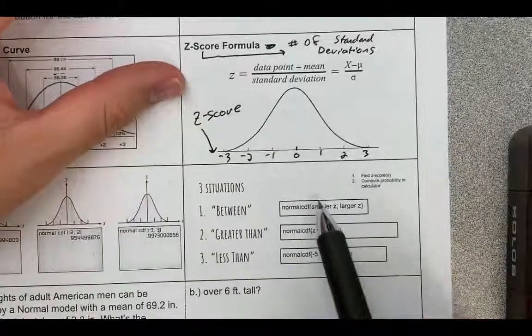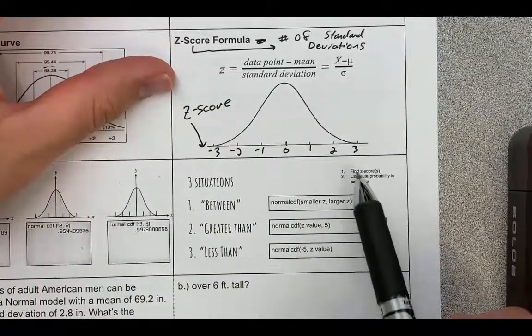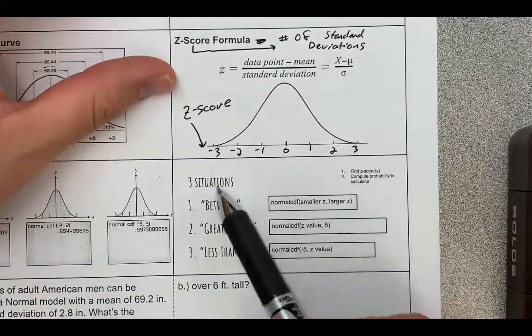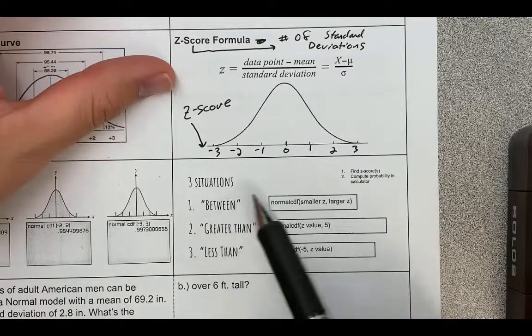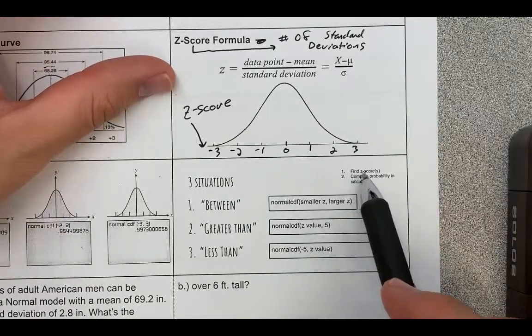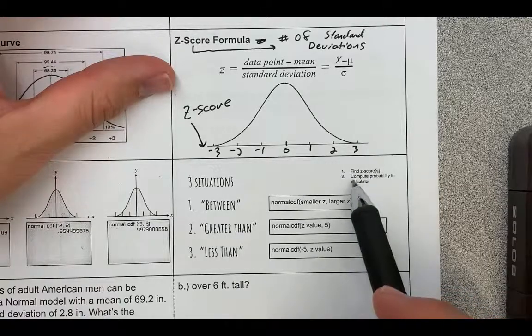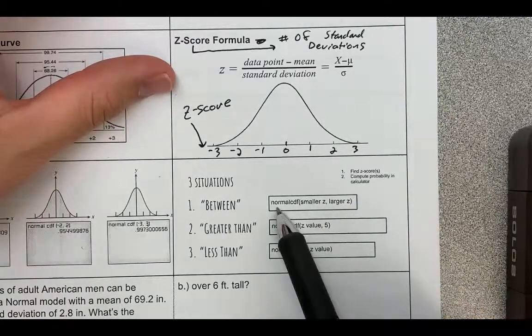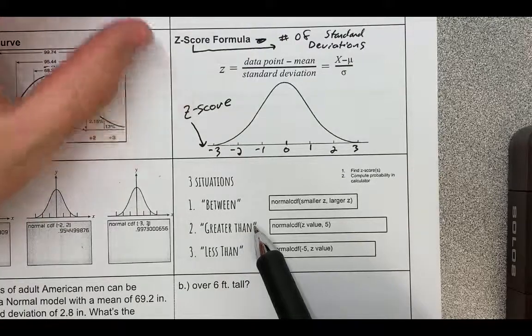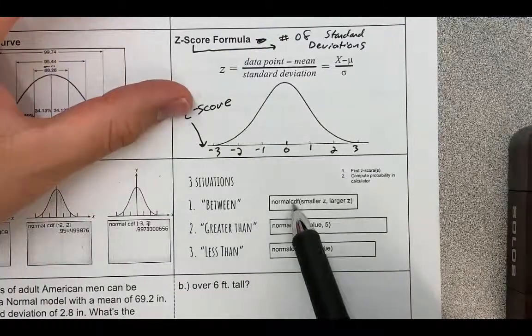Back up just one second. There are 2 steps to finding the probabilities. You're going to find the z-score first in these examples, and then you're going to compute the probability in the calculator using the normal CDF command. I'll show you how to do that in a second. All right, let's say that we wanted to know between two z-scores.